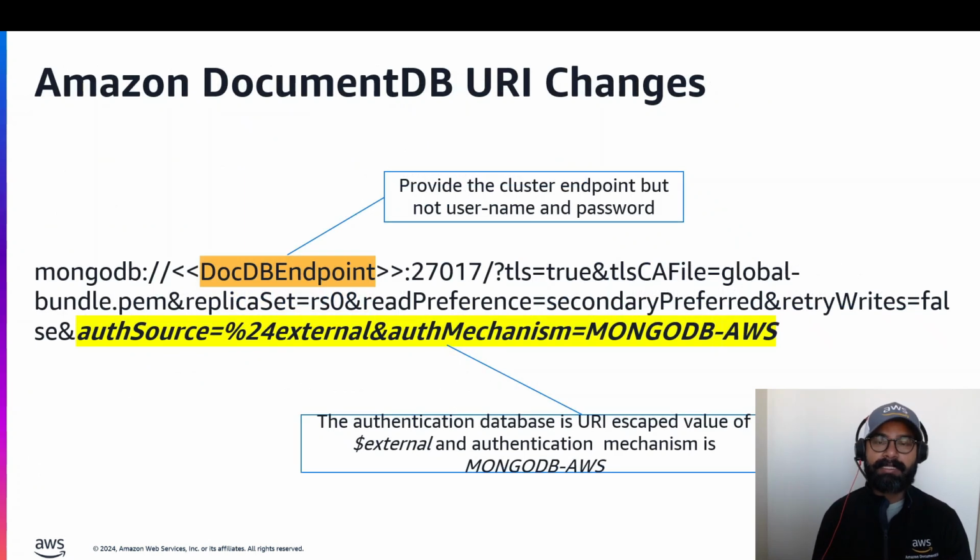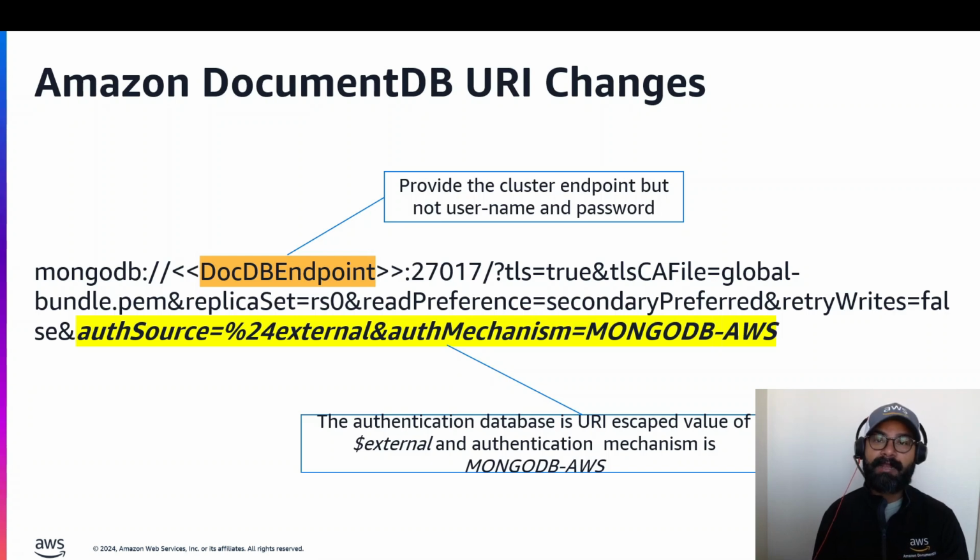From the application side, it's a small change. In fact, there is no code change required. All you need to do is go and update your configurations. The DocumentDB URI that you use right now will be replaced by the one that you see on the screen. You still pass the cluster endpoint, but you do not pass any username password.